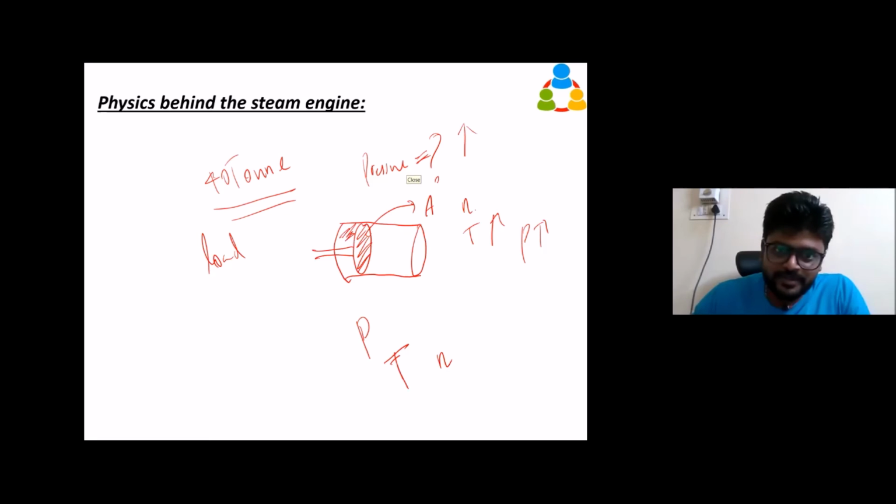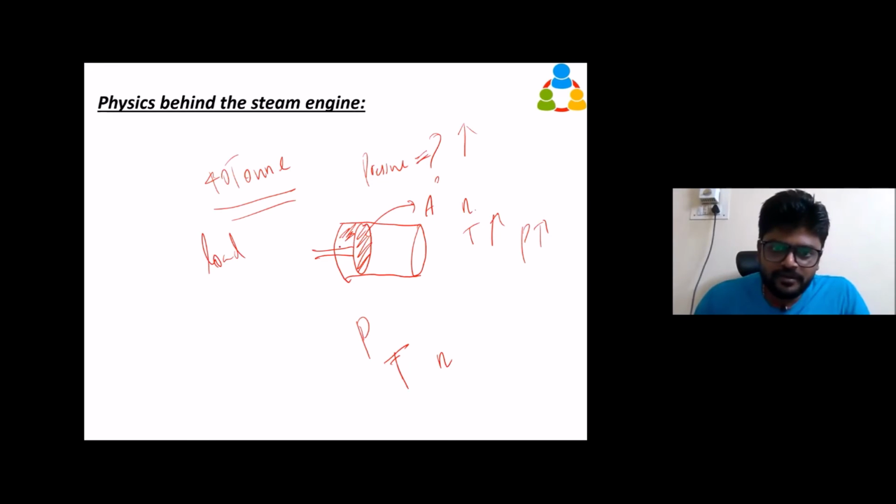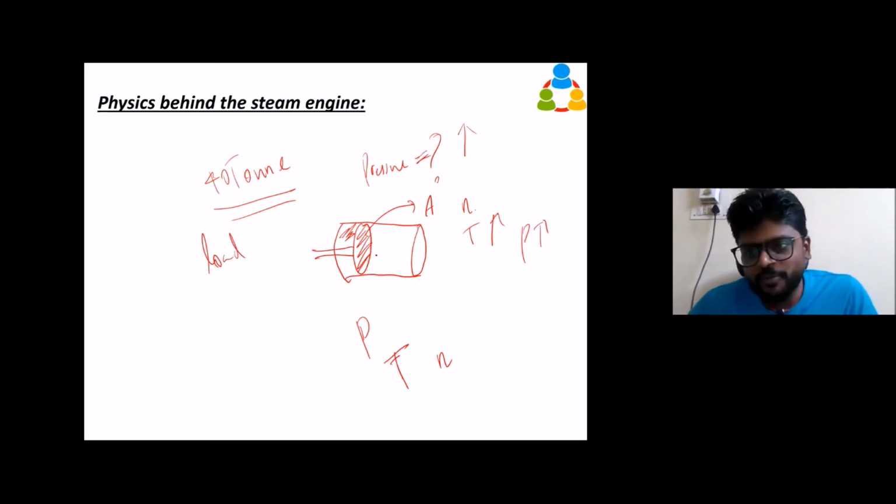Yeah, somebody's asking, why is volume not coming as a factor? Who is the other? Why is volume not coming? Volume is not coming as a factor. Right? Volume is also important, right?